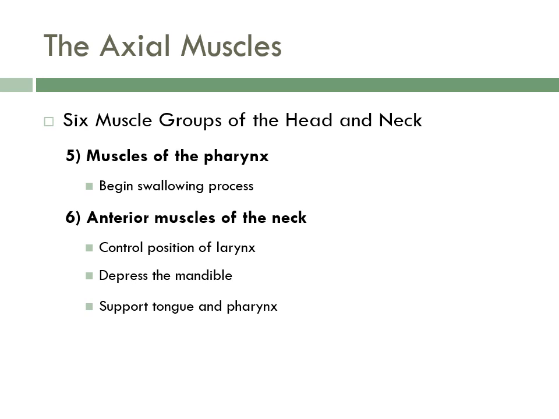And then we have anterior muscles of the neck, which control the position of the larynx, depress the mandible, which is the jaw, so opens the mouth, and then supports the tongue and the pharynx.